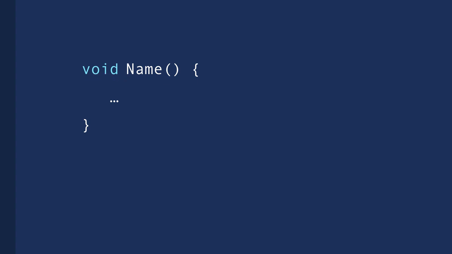Now, after the return type, we have the name of our function. So here we should give our function a proper descriptive name, like send email. This name clearly identifies the purpose of this function, okay?